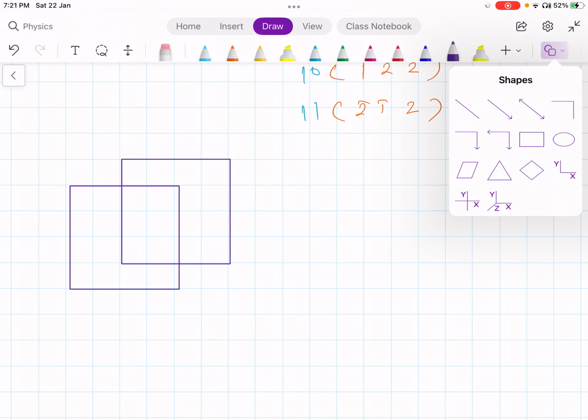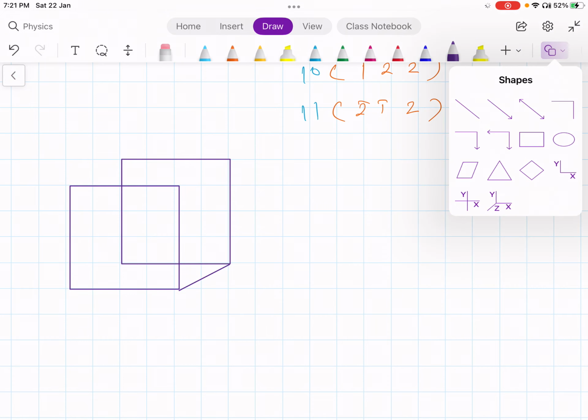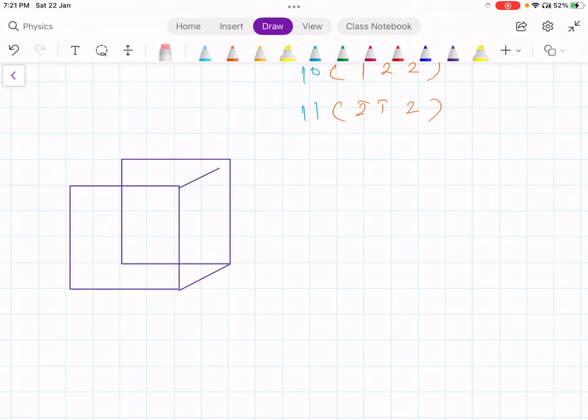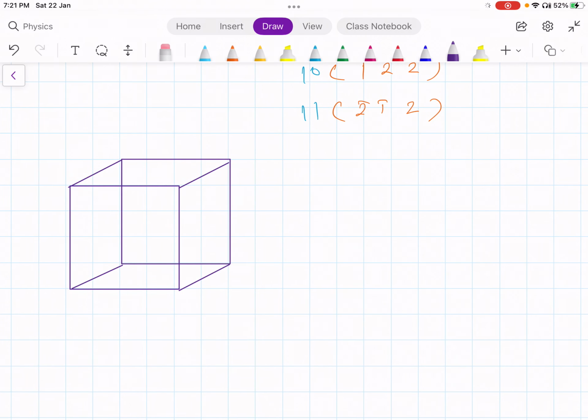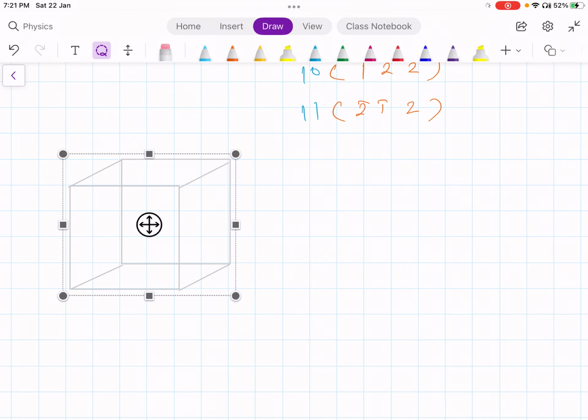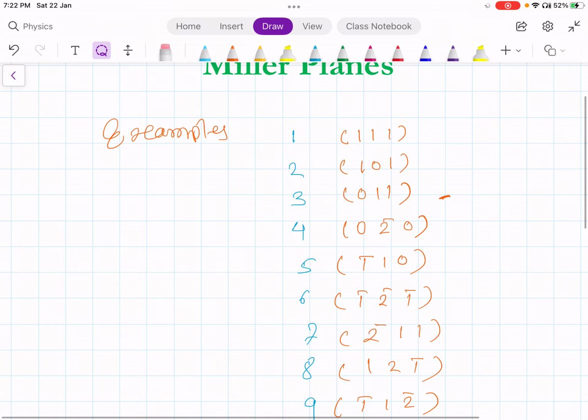So this is the unit cell. In each unit cell, you can draw only one plane. So I will require this again and again, so I am copying it. Let's show the first plane in the list. What we have to show is the 1, 1, 1 plane.